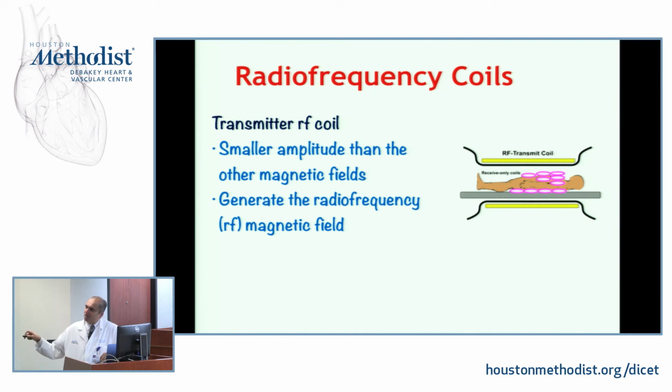But notice the further away you are, the weaker the signal is. Just like a radio, the further away you are from where the signal is being transmitted, the worse the signal you get. So as the signal is transmitted, it goes into the body, is absorbed by the body, and then the body emits a signal. We place these receiver coils very close to the area of interest, and that receiver coil then receives the waves to generate the MRI image.